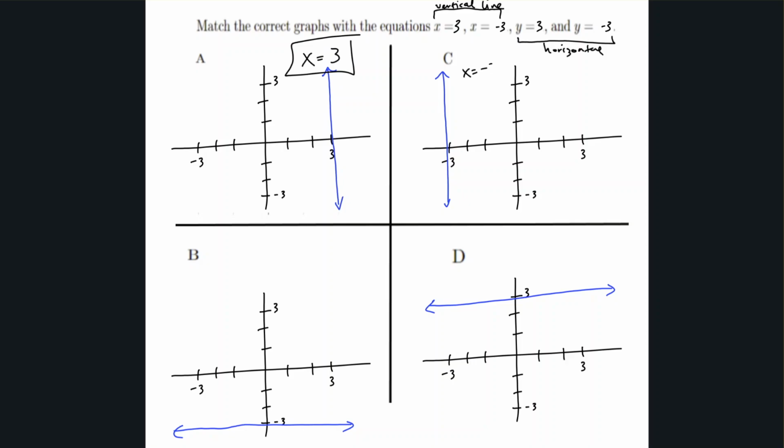X equals negative 3 matches up with the graph shown in C. Y equals negative 3 is our B because it goes through the y value of negative 3. And y equals 3 is our graph in D.